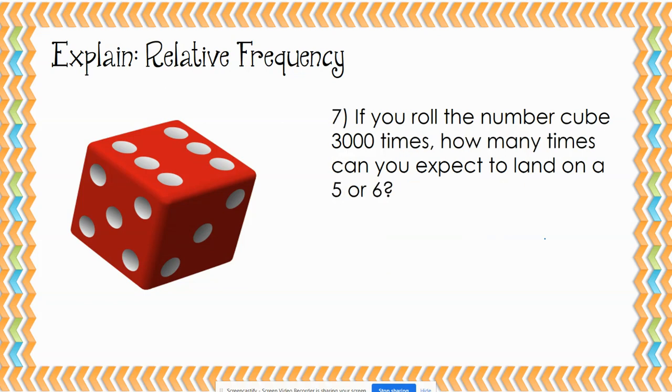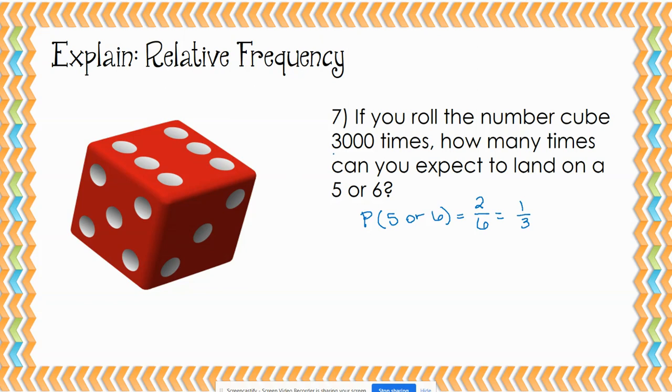Number 7 asks us to roll the number cube 3,000 times, and we want to know how many times we can expect to land on a 5 or 6. So solve that and put your answer in the chat. The first thing I would need to do is find the probability of 5 or 6. Well, I know there's 1 5 on a number cube and 1 6. So in total, there are 2 favorable outcomes out of 6 total. If I simplify 2/6, I'm going to get 1/3.